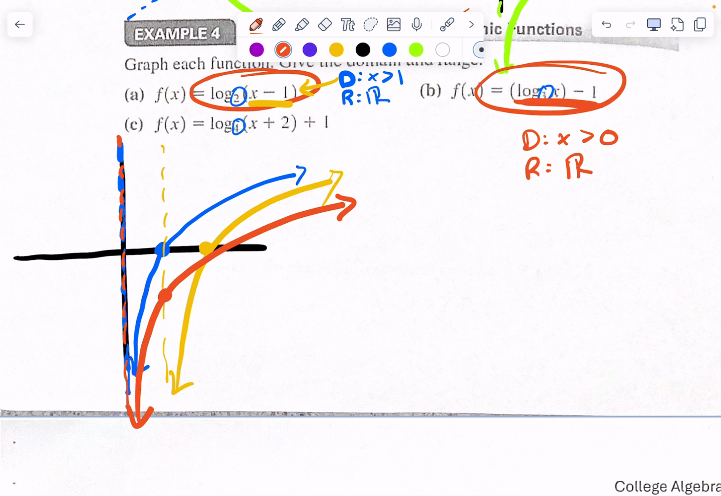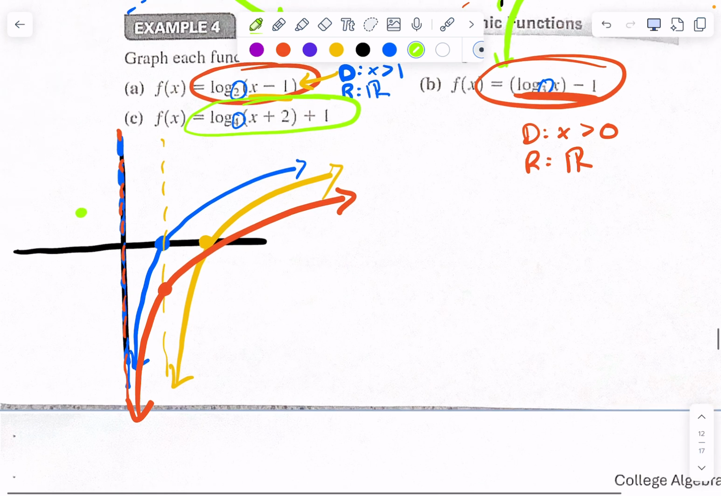Okay, now this dude. What color should I go in? Let's go in green for this guy. This guy's moving him how? Left 2, up 1. So I'm just going to start with this dot, and I'm going to move him to the left 2, 1, 2, and up 1. So he goes like this. Okay, left 2, up 1. That's where the dot is. Where's the vertical asymptote at?